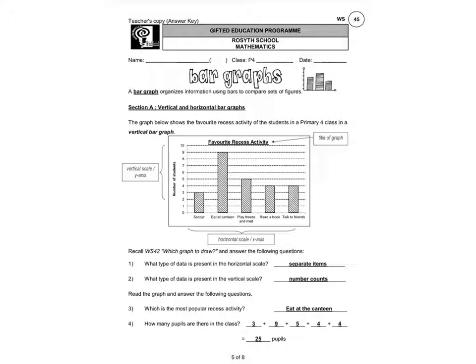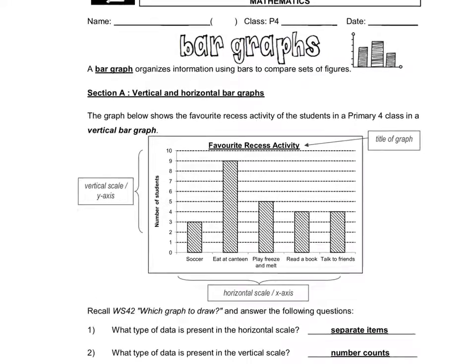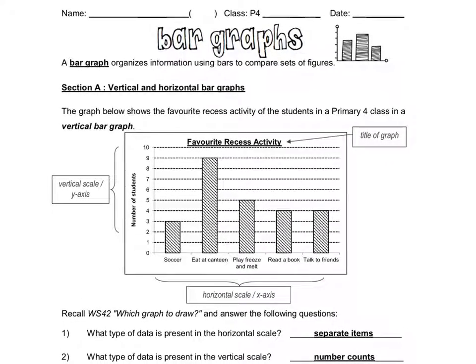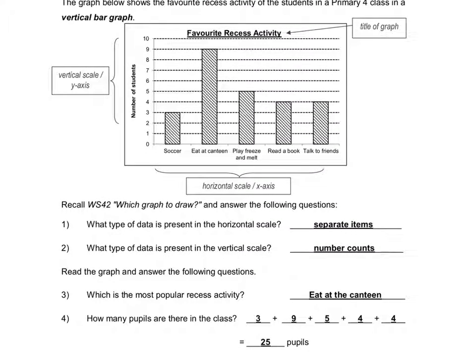Okay, so this is the bar graph worksheet. Quite simple. Just remember this is the title that we already discussed, and the vertical axis is this. The question asks which type of data is represented by this horizontal scale. Remember, it's separate items because they're all different items. The data on the y-axis is the number count of students in each activity. From this graph, you can tell the most popular recess activity is eating at the canteen.